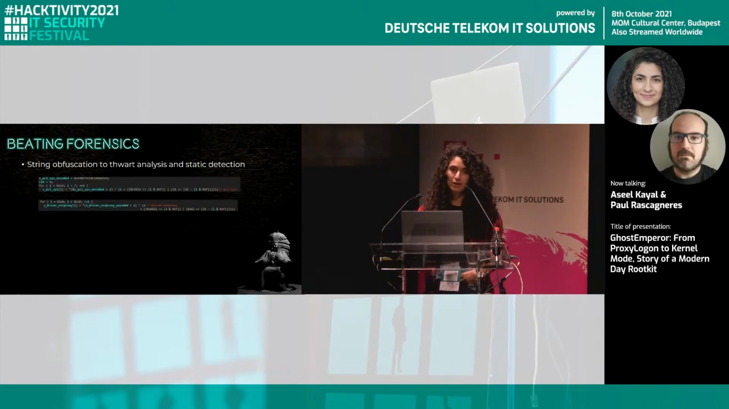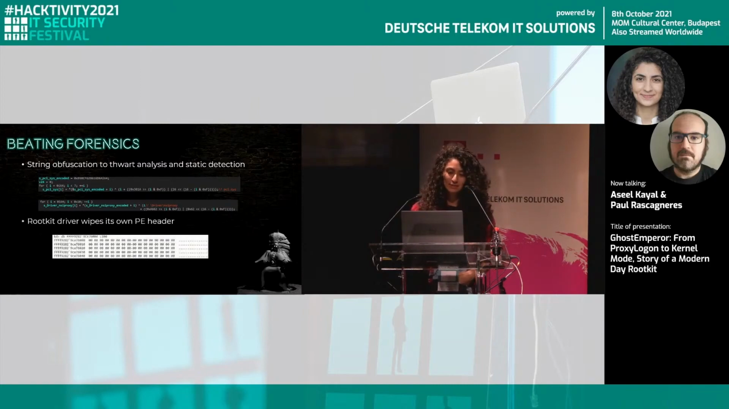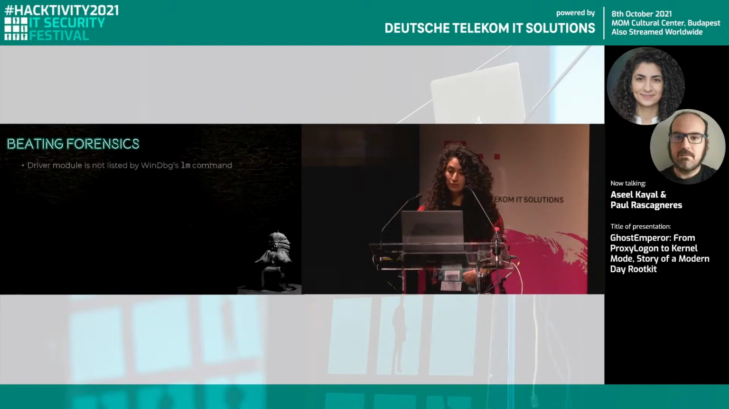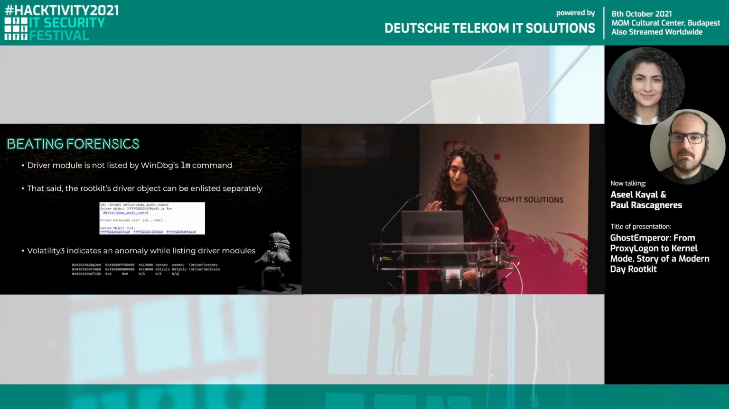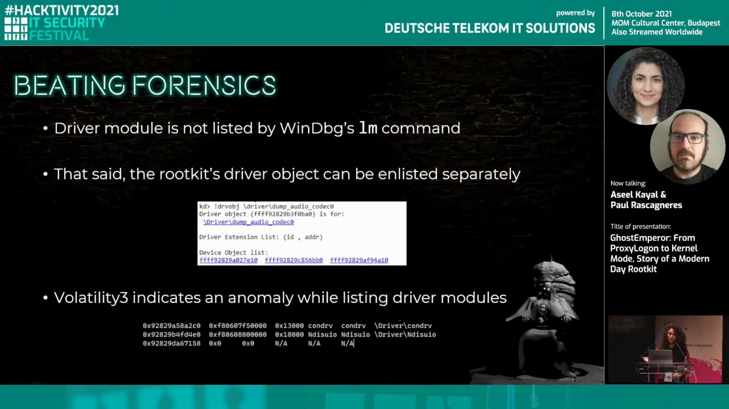Some tricks they use are quite common, for example, obfuscating the strings and hiding the strings in the rootkit. But there were other problematic things that they implemented, for example, zeroing out the PE headers of the rootkit. And this introduced some problems when it comes to forensic analysis. For example, the module cannot really be listed when using the WinDbg lm or list modules command, although the driver object can be viewed separately. And even when using Volatility, we can see that Volatility doesn't really show the full information about the driver's presence on the system.